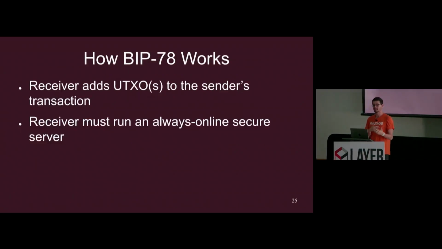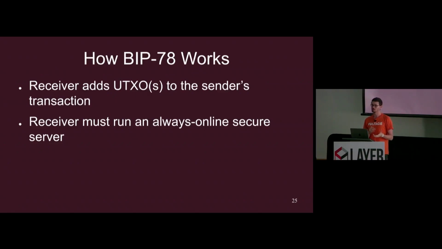So how does BIP 78 work? Well, at a high level, a receiver adds their UTXOs to the sender's transaction. So this is the two-party Coinjoin part, right? Because there are just two people, that's how to break the common input ownership heuristic. You just have a receiver add one or multiple of their inputs into the transaction.